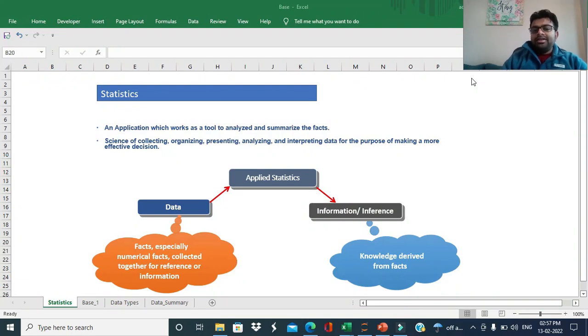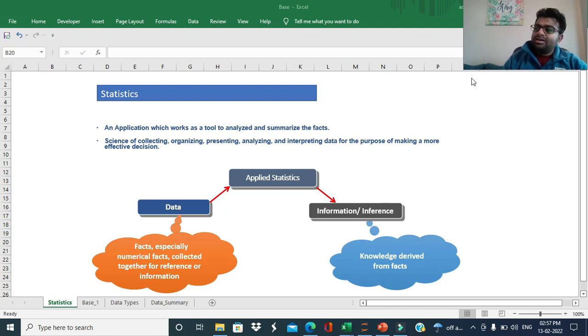While understanding the concepts of statistics, the natural question that comes to our mind is: what is statistics, right? Statistics is an application of mathematics, as you can see over the document also. Statistics is an application which works as a tool to analyze and summarize different data points and facts. It can also be considered as collecting, organizing, analyzing, as well as interpreting the data for the purpose of making a more sensible and effective decision making process.